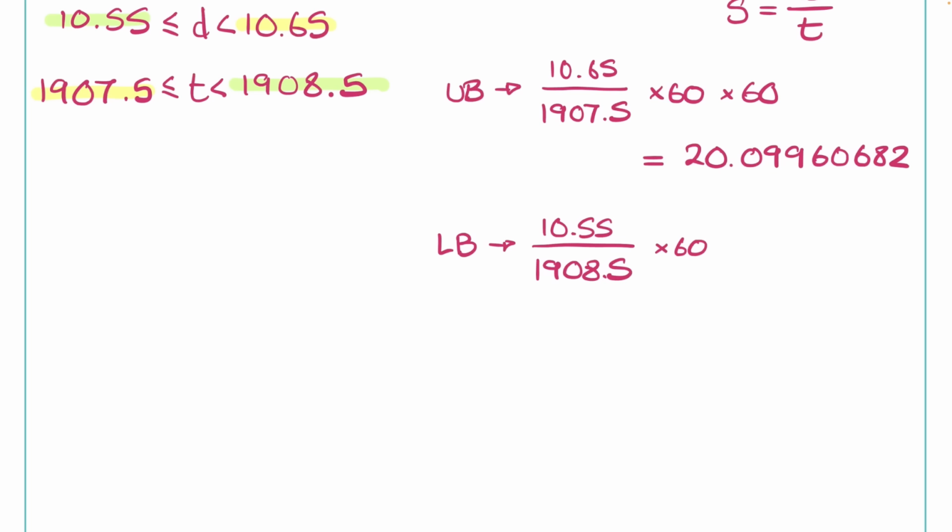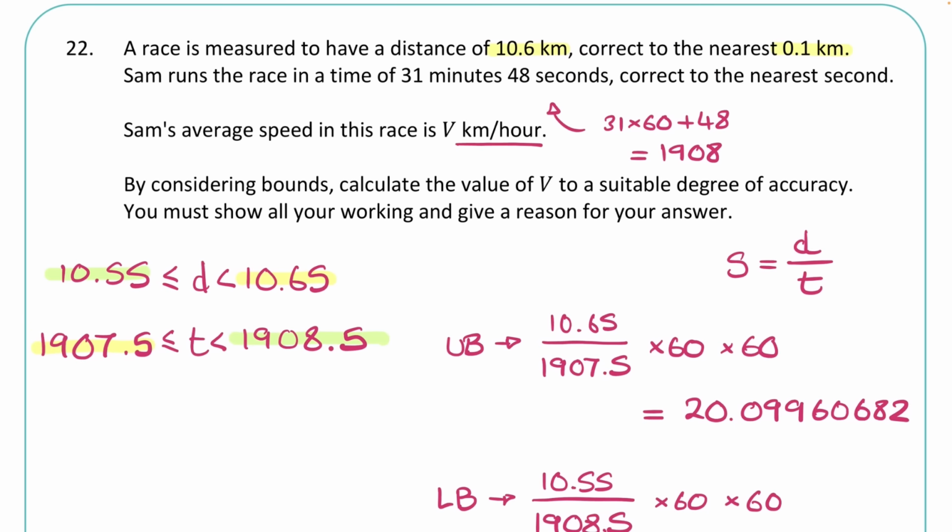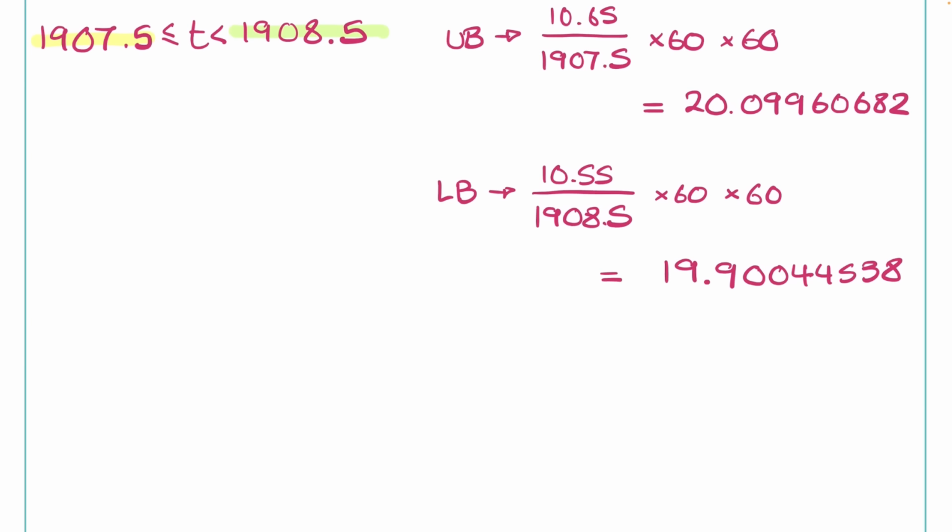I'm going to do the same for the bottom. That's in seconds, so we'll times it by 60, and then times by 60 again. And let's type that in, 10.55 over 1908.5 times 60 times 60. And that comes out as 19.900445338. So there's my two answers. My upper bound for the speed is 20.09 and my lower bound for the speed is 19.9. So there we go, 20 kilometers per hour and 19.9 kilometers per hour.